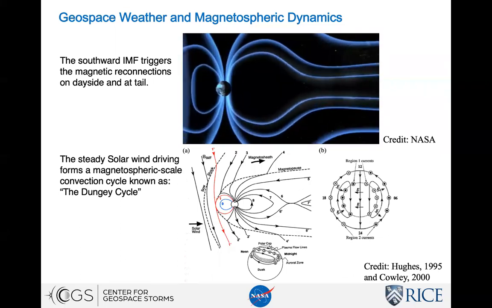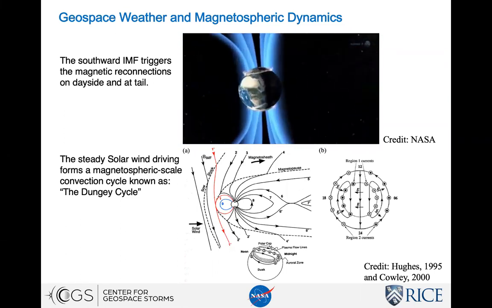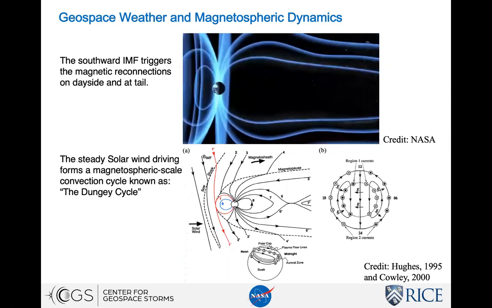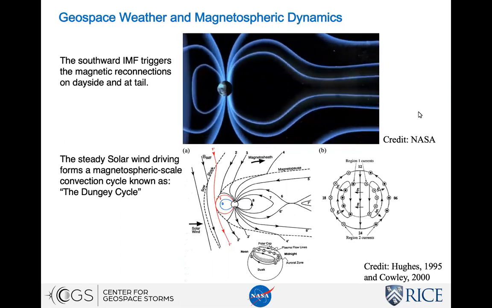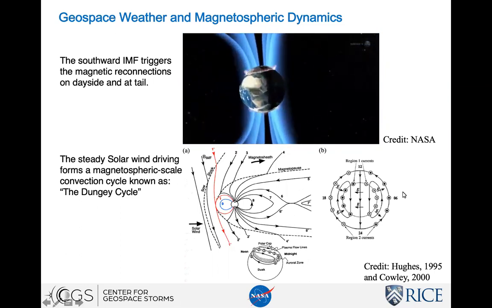If it is under a steady southward IMF driving, a convection pattern will be formed in the magnetosphere, as well as in the ionospheric footprint.